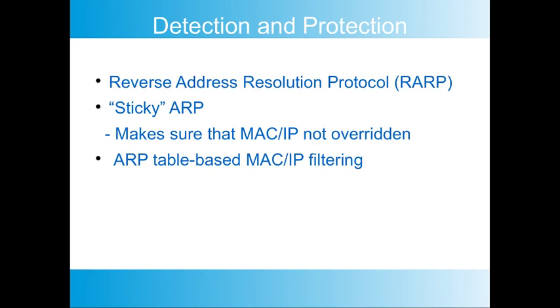Sticky ARP is also making sure that a MAC and IP is not overridden. So if in the ARP table there is an IP and a MAC address that are assigned to each other, and somebody comes along and spoofs a MAC address, the IP does not get overridden for that particular MAC address. So basically it wouldn't knock that other person off the network. And the last one is along the same lines: MAC IP filtering, basically based on the ARP table.